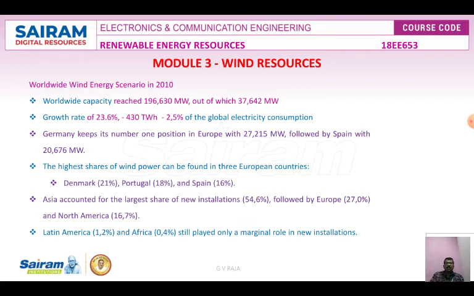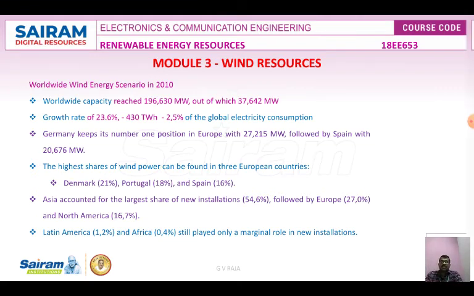Many Western European countries have entered into this kind of wind power generation. Germany is in the number one position in Europe, generating 27,215 megawatts in 2010, followed by Spain, which generated 20,677 megawatts in 2010. The highest share of wind power is found in three European countries: Denmark, Portugal and Spain. Asia also had new installations of 54.6 percent, followed by Europe and North America.